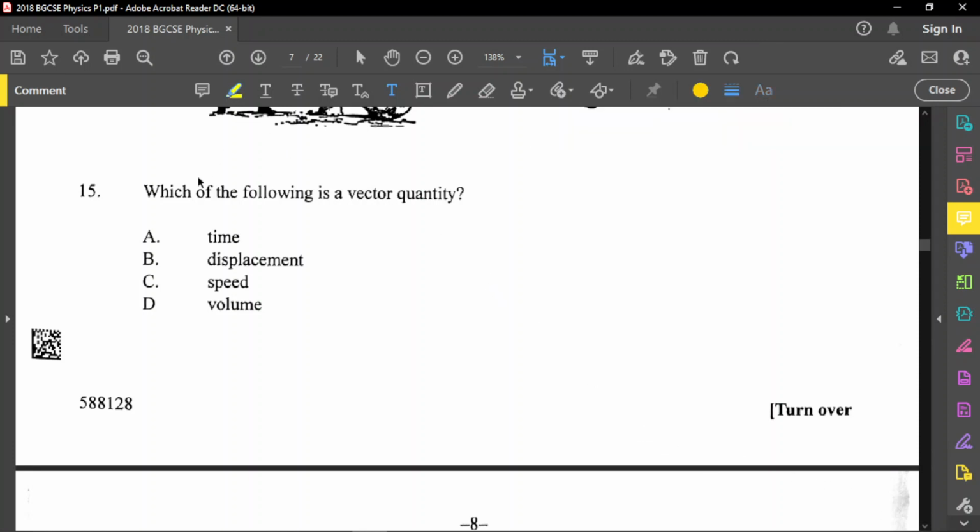I need to remember that displacement has both size and direction because displacement is in a particular direction. So off the bat right there, we know that B is your correct answer. Others are pretty much scalar quantities.